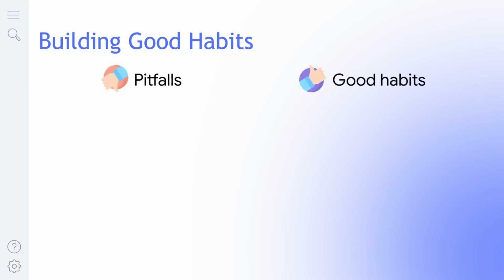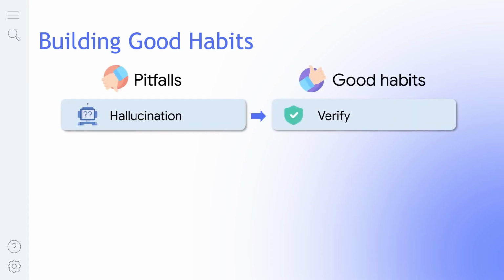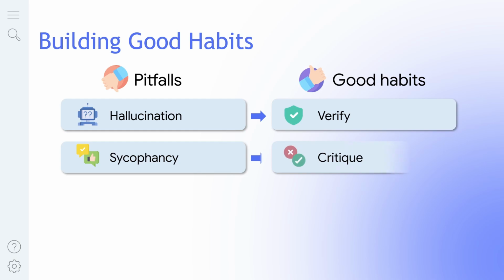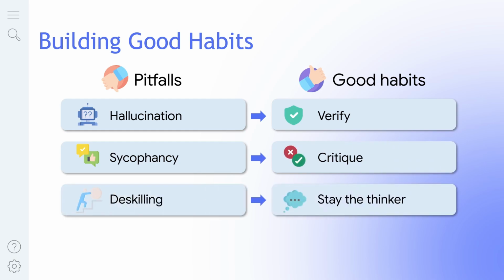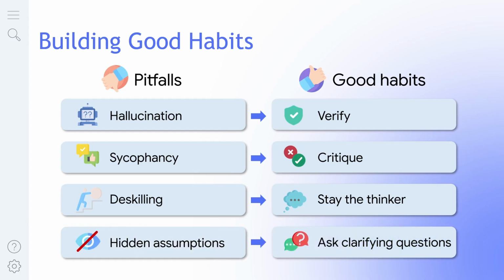There are a lot of ways things can go wrong, but notice the pattern. Each pitfall points towards a habit. Hallucination tells you to verify. Sycophancy tells you to ask for critique. De-skilling tells you to stay the thinker. Hidden assumptions tell you to ask for clarifying questions. So the second half of this unit is simply the positive version of the first half.